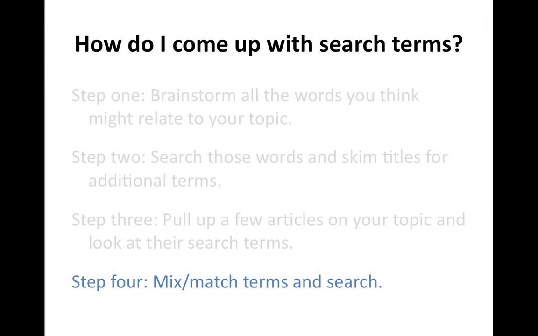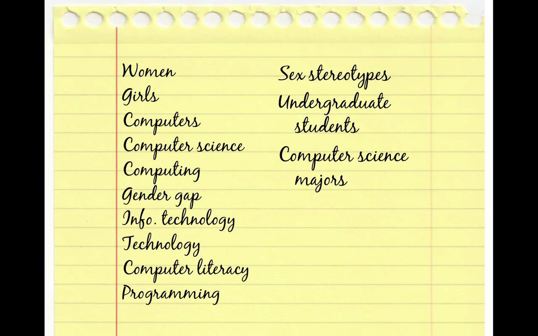Now all I have to do is mix and match these terms. I can combine things like girls and computer science, or women and information technology, or gender gap in computer science. If I mix and match these search terms, then I have a really good starting point that I can plug into Google Scholar or other academic searches to pull up articles that I can use for my research.